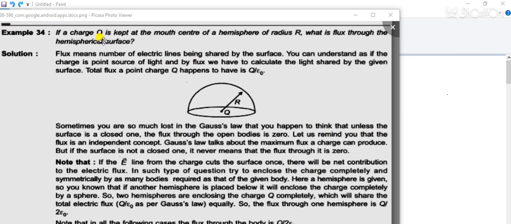If a charge Q is kept at the mouth center of a hemisphere, so mouth center of hemisphere means from the open end. So here we have a hemisphere, and its open end is this one. So a charge Q is placed here, like you can see. He is asking what is the flux through the hemispherical surface.